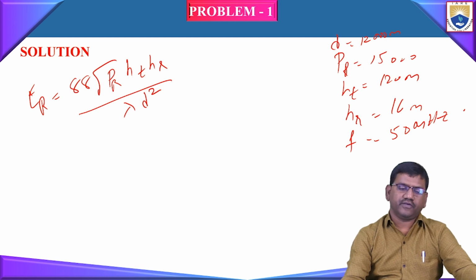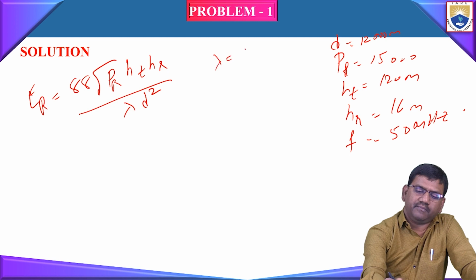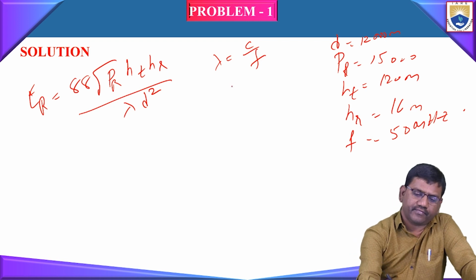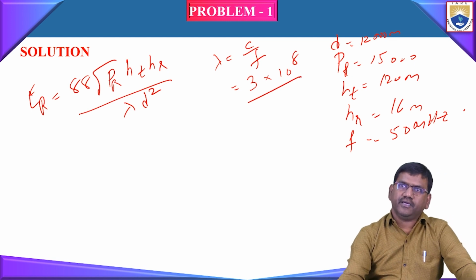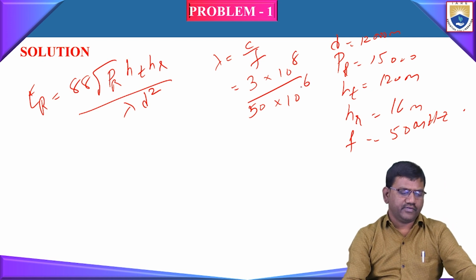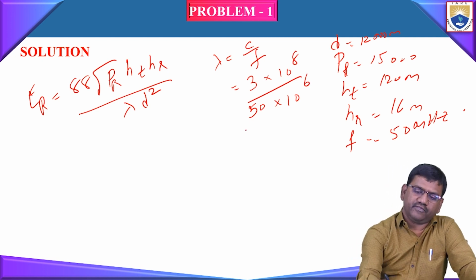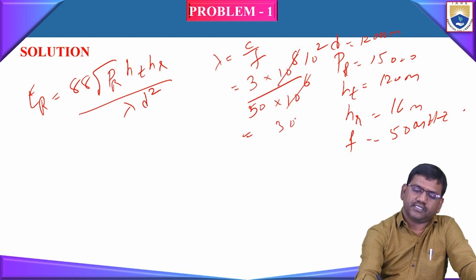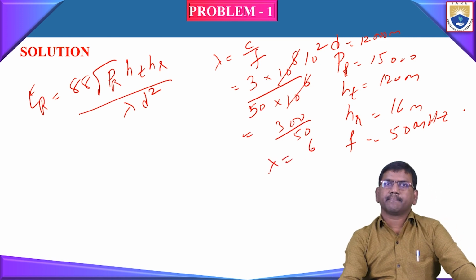So according to this data, we need to find out the value. Here we do not know the value of lambda. We need to find out the value of lambda here. So lambda is equal to C by F. What is C here? 3 into 10 power 8, divided by the frequency, 50 into 10 power 6. If you simplify this, 10 power 8 by 10 power 6 is 10 square, so this is 300 by 50. So you will get 6. So the lambda value is 6.